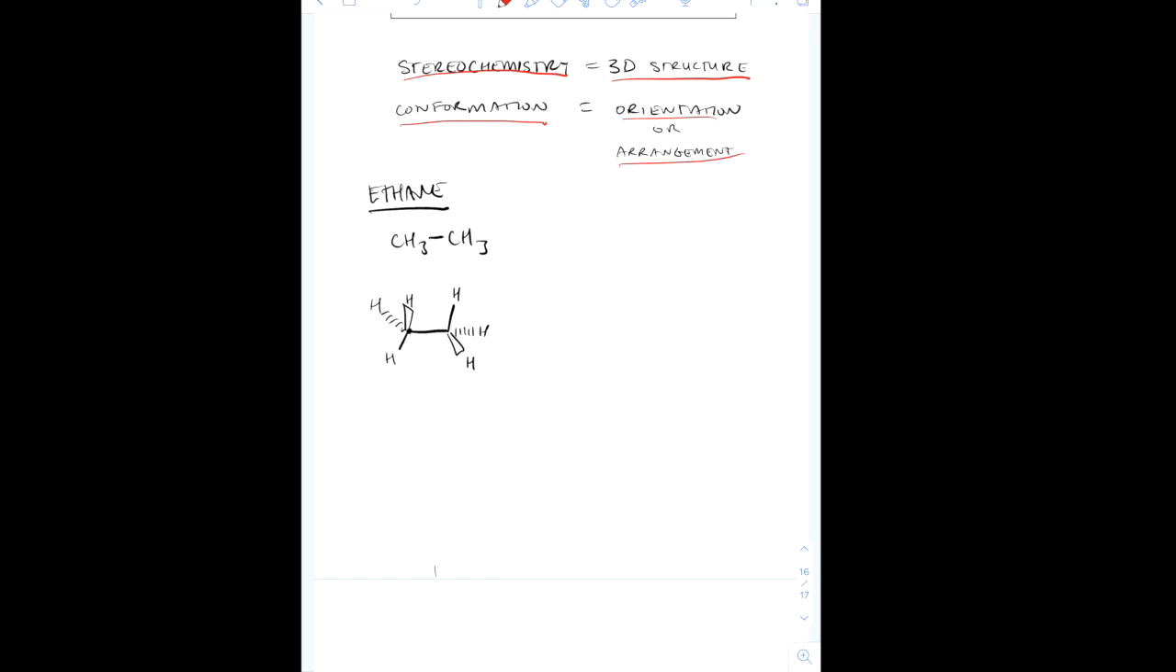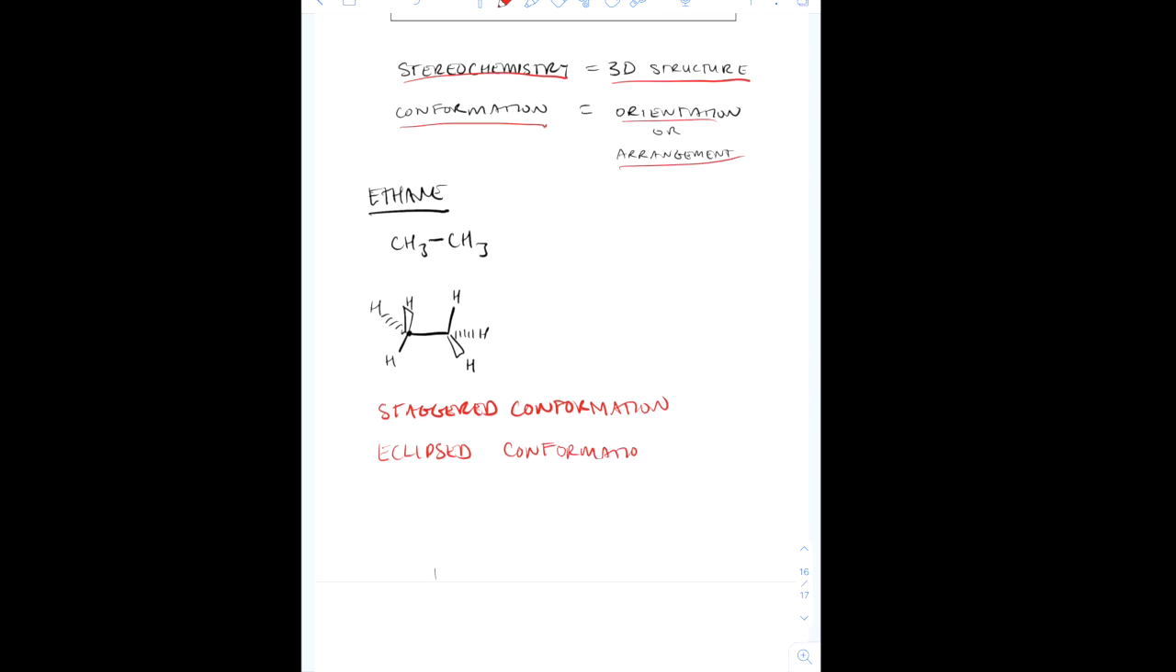And so what we want to do is introduce the different conformations of ethane, and along with that comes something called a staggered conformation, not confirmation, but conformation, and also an eclipsed conformation.